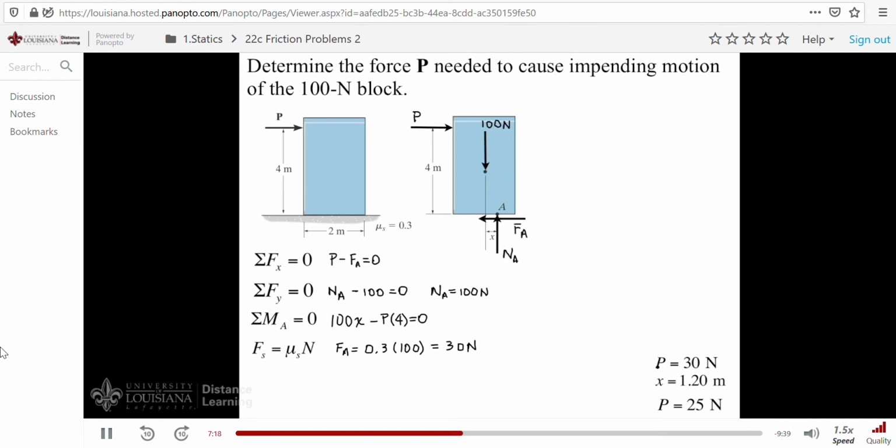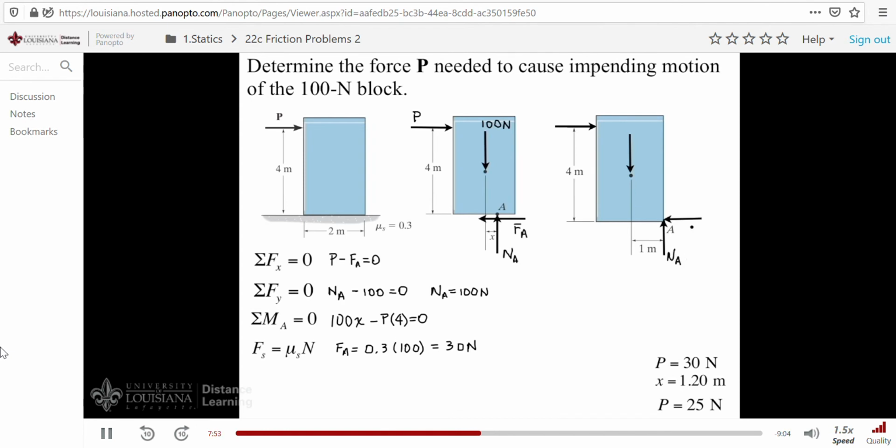We better check that. If P is equal to 30 newtons, and I put it in here, 30 times 4 gives us 120. And if I divide by 100, to get a value for x, it turns out to be 1.20 meters. Now we're in trouble. Obviously, x can't be greater than 1 meter. Therefore, the normal force has to be shifted over to the corner to cause the block to tip. In other words, the free body diagram now looks like this.